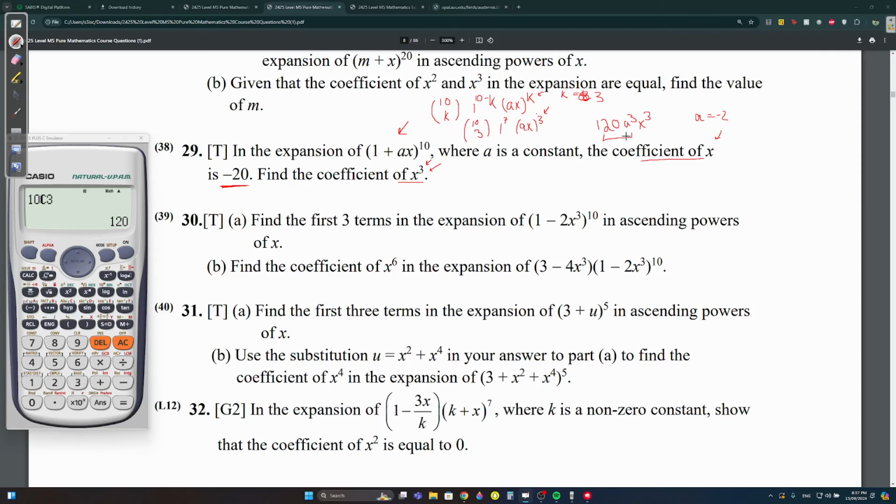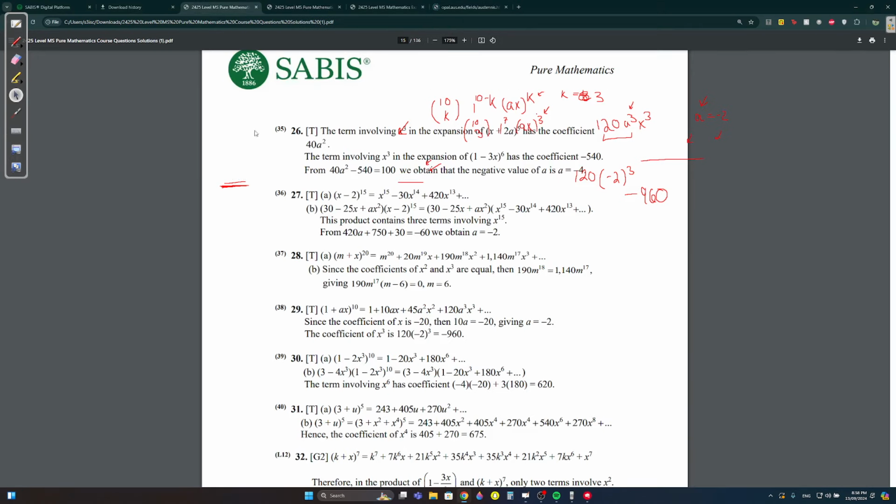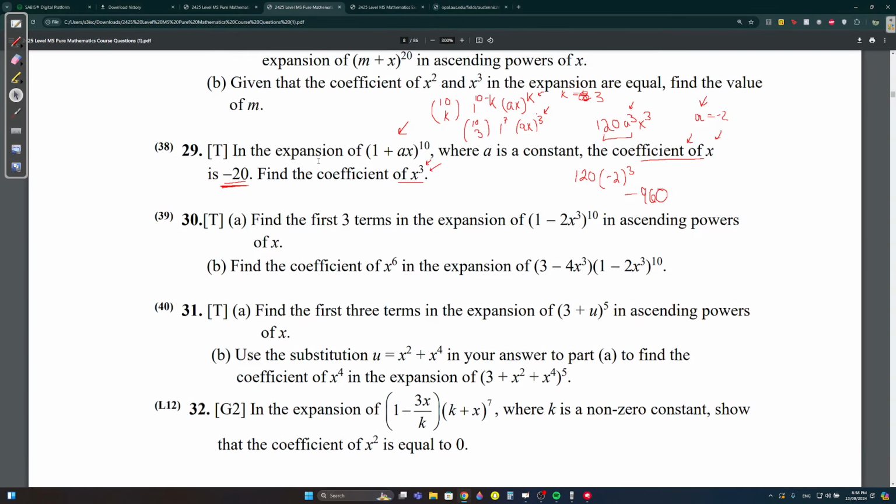Can we just say that? No, we want a number, right? So we need the a. That's why I went and found the a by finding the coefficient of x. They told us it's negative 20. They give you that for a reason, so you find a. Now I know a is negative 2. Can I just do 120 times negative 2 to the power of 3? Yes, I can. And I'm going to get 120 times negative 8, because negative 2 to the power of 3 is negative 8. So it will be negative 960. Is this correct? Yes.